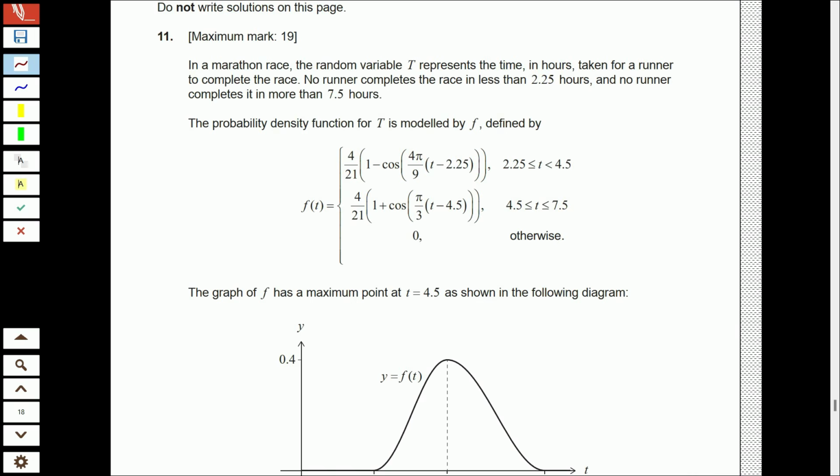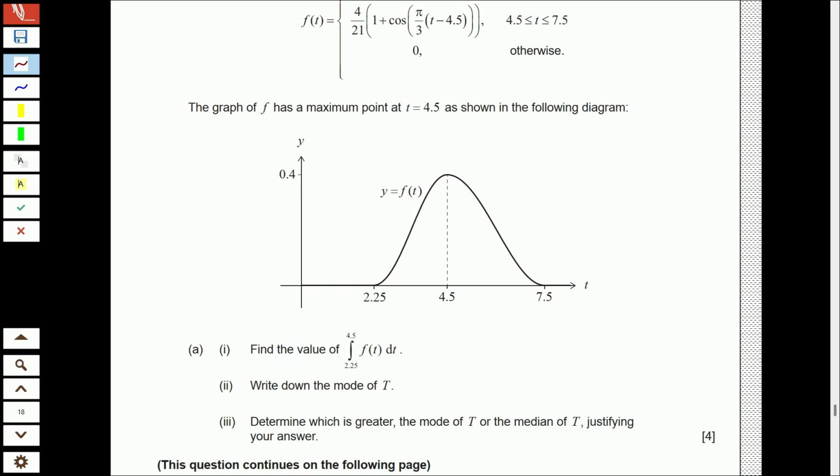1107, yeah. Question 11. In a marathon race, the random variable t represents the time in hours taken for a runner to complete the race. No runner completes the race in less than 2.25 hours, and no runner completes it in more than 7.5 hours. The probability density function for t is modeled by f, defined as follows. The graph of f has a maximum point at t equals 4.5, as shown in the following diagram. Find the value of this integral.